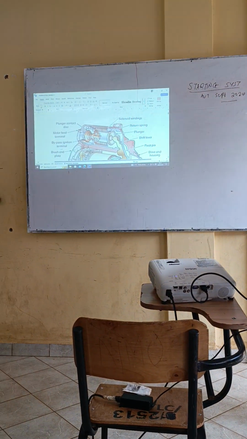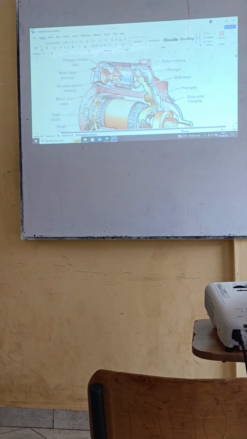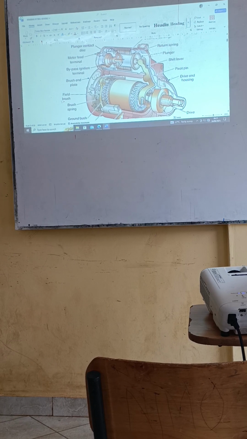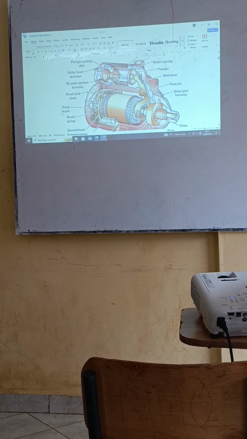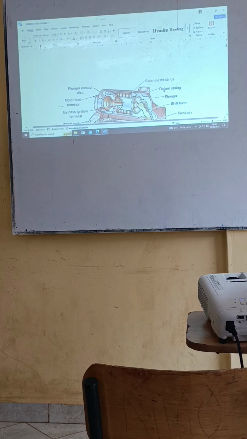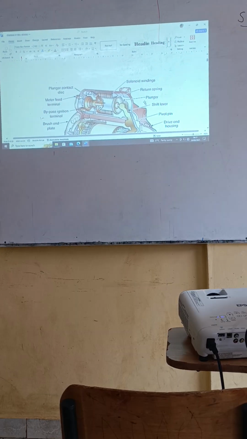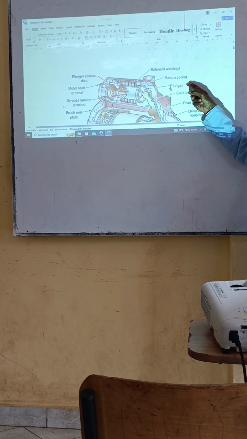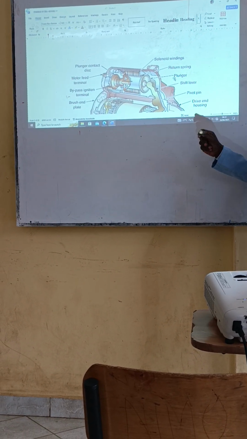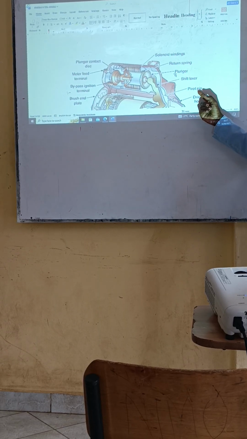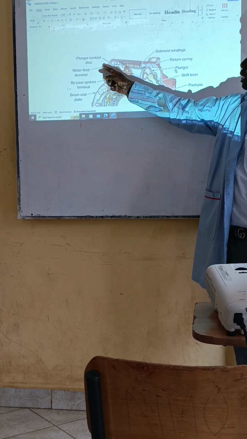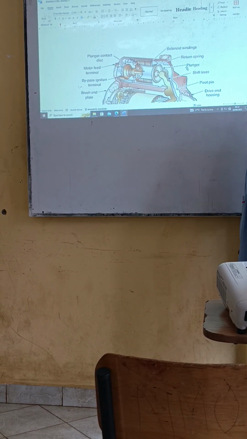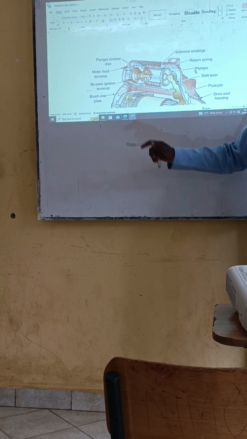So, physically, if you can look at the drawing that is on the board there, it can show you the components of the starter motor. As seen, you can try to enlarge that a bit. So the components are just as shown on the board. So this is what you call the solenoid windings. I hope it's clear. We have the return spring. We have the shift lever. Very, very fast. We have the pivot pin here. On the back side, we have the plunger contact disc. We have the motor field terminal. We have the bypass ignition terminal. We have the brush end plate.